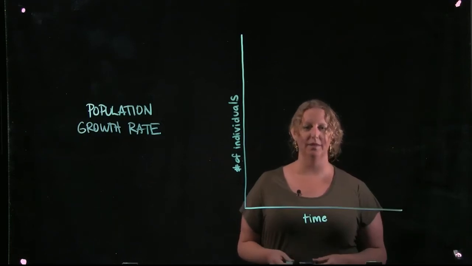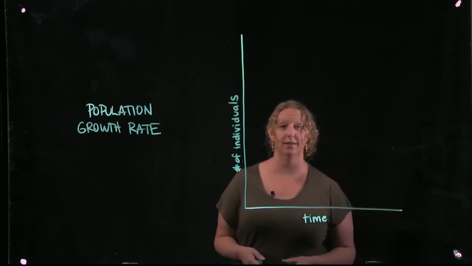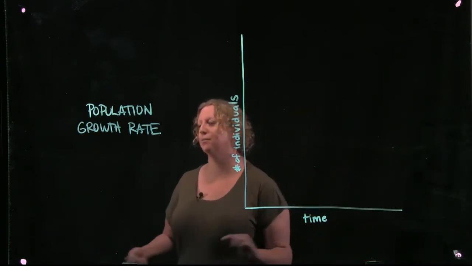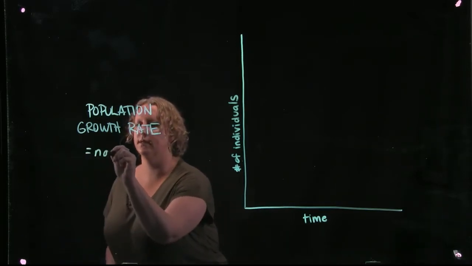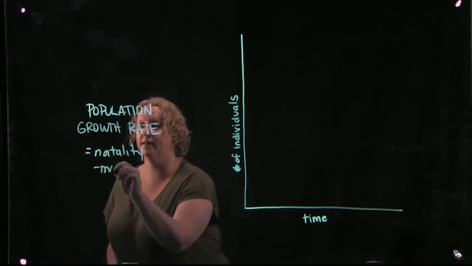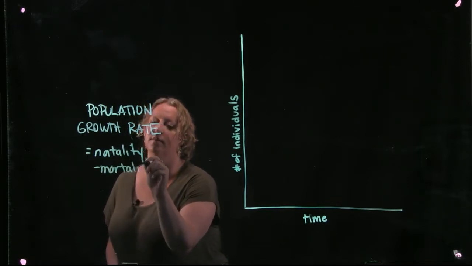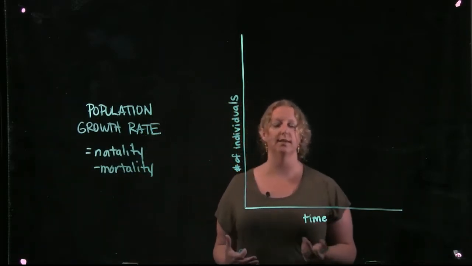Let's go over population growth rate and how it changes over time. So we know that we can calculate population growth rate by simply subtracting death rate from birth rate, right? So natality minus mortality, and that tells us the total number of individuals that are being added to a population at any given point in time.